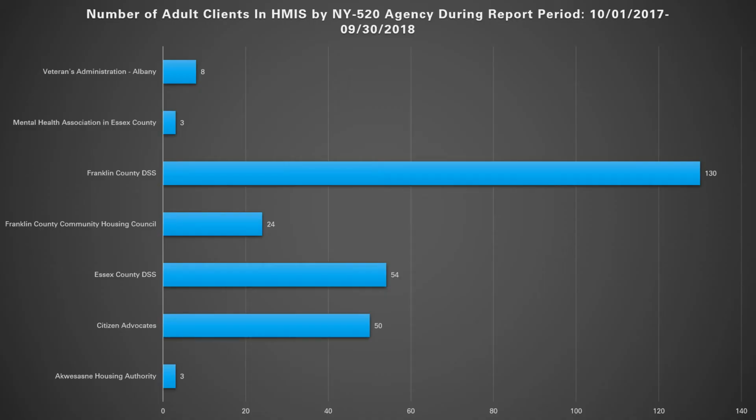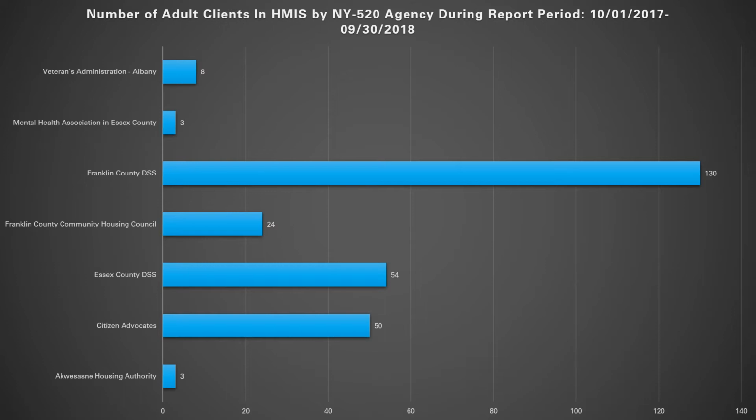Before we dive into our first community, let's get some context to what we're about to see. In New York 520 Franklin Exits Housing Coalition COC, there are 8 HMIS participating agencies in the COC during the report period, and each agency only enters data for one program. The graph on the screen shows that between all 8 agencies, there are fewer than 300 adult clients in the HMIS data for the report period. That is fewer than 1 client per day.